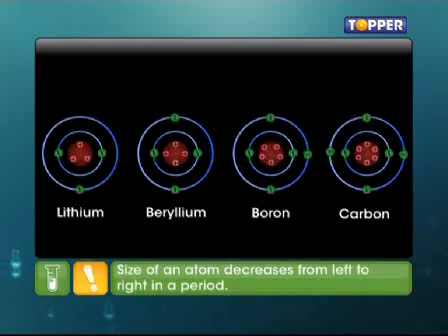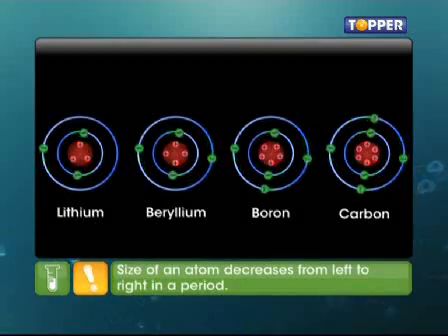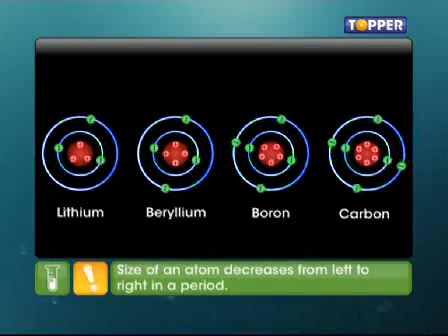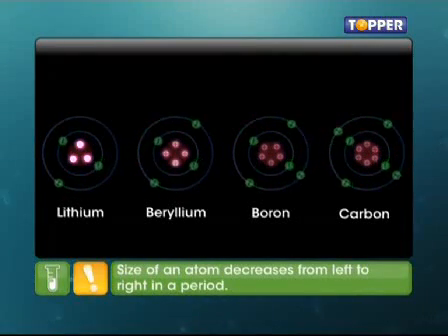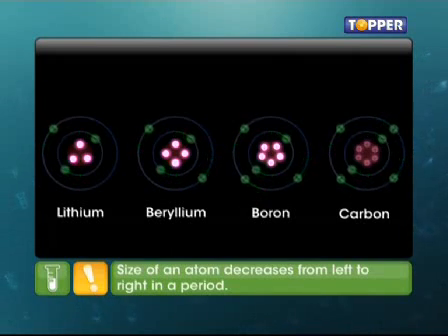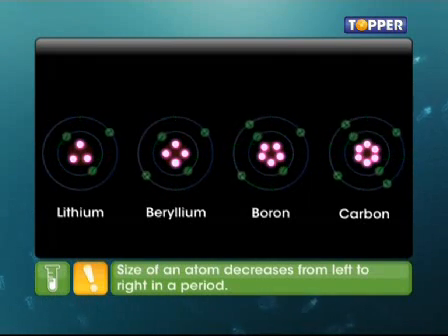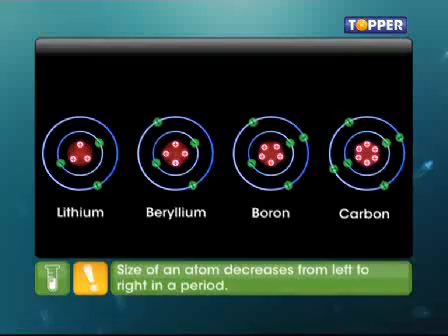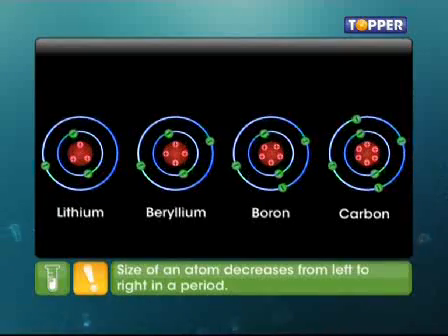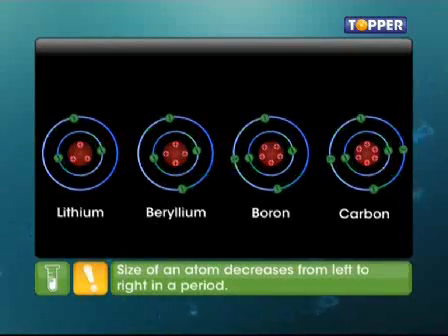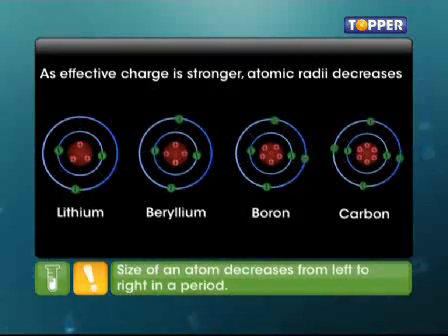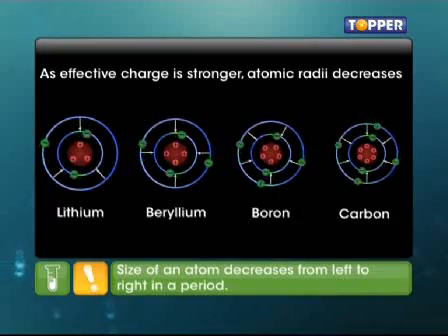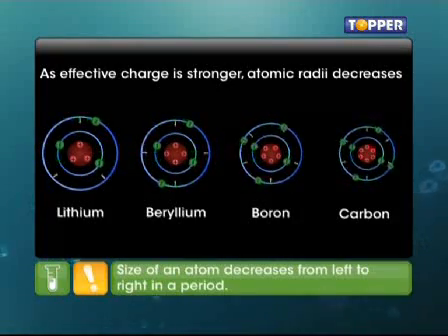What happens in an atom is just as simple, but things change when we move along a period in the periodic table. For each movement from left to right, an electron is added in the same shell. For every electron added, the nucleus also gains a proton, which increases the overall positive charge of the nucleus. Since the number of electrons remains unchanged in the middle or shielding orbitals, the outermost valence electrons are pulled inwards more strongly. As the effective charge is stronger, the atomic radii decreases.